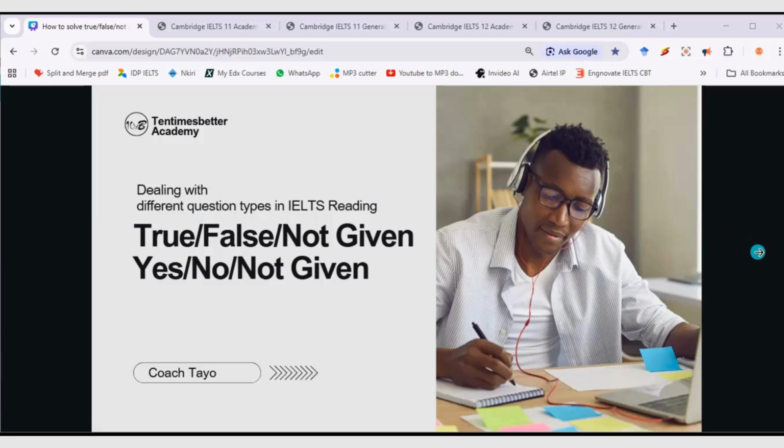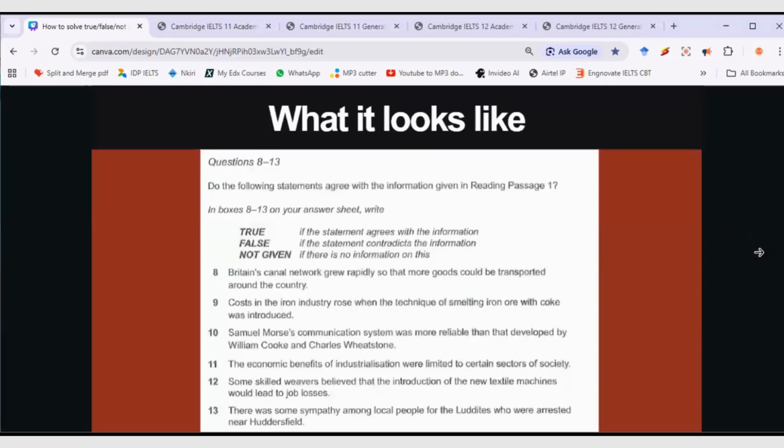What are true, false, not given questions? These are questions that require you to study some statements and decide whether the statement agrees with the information in the passage, or whether the statement contradicts the information in the passage, or whether there is no information about that statement. That's what we call true, false, not given questions. You're going to see a statement like what you have on the screen, number 8 now. Britain's canal network grew rapidly so that more goods could be transported around the country.